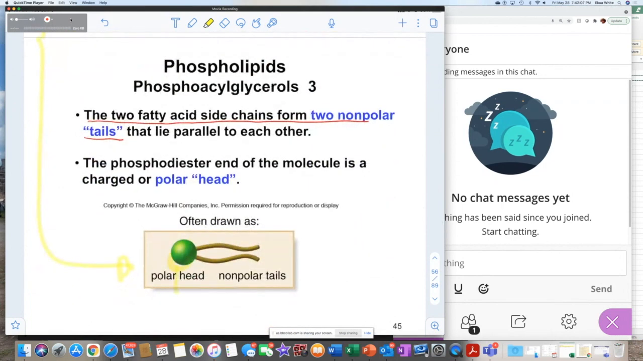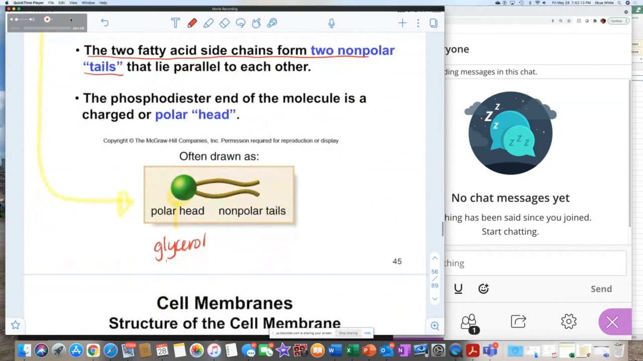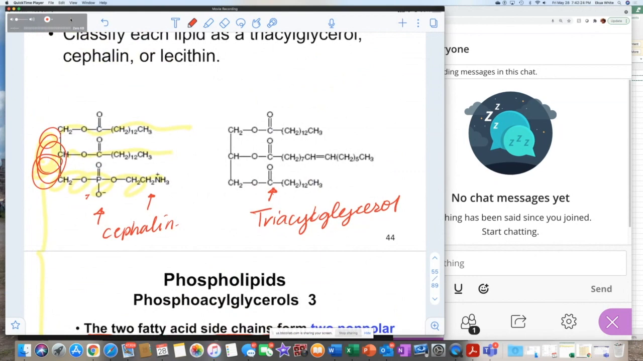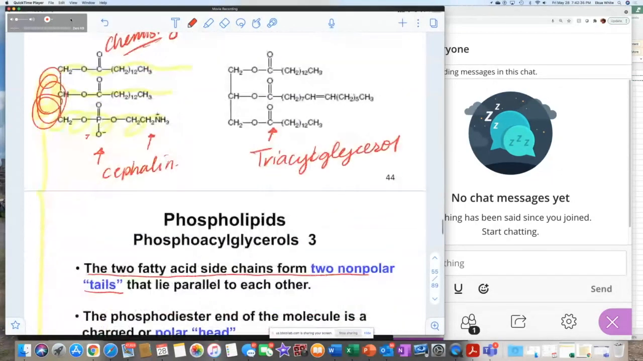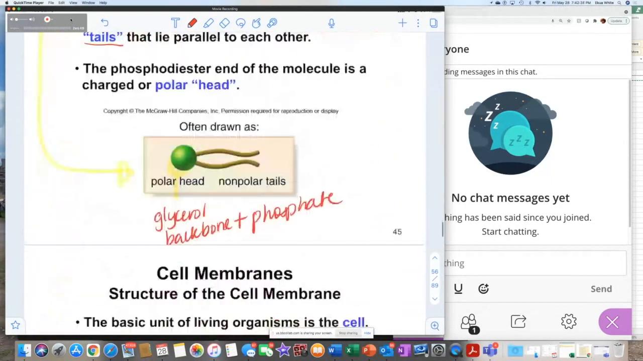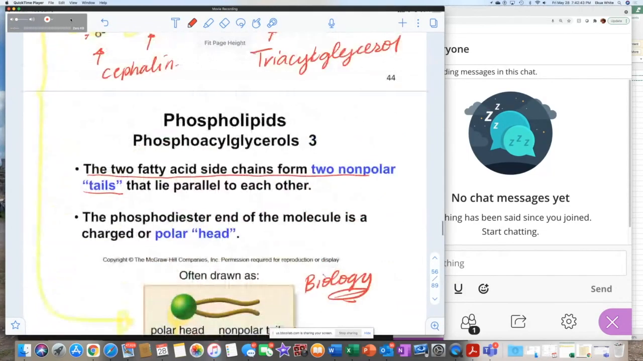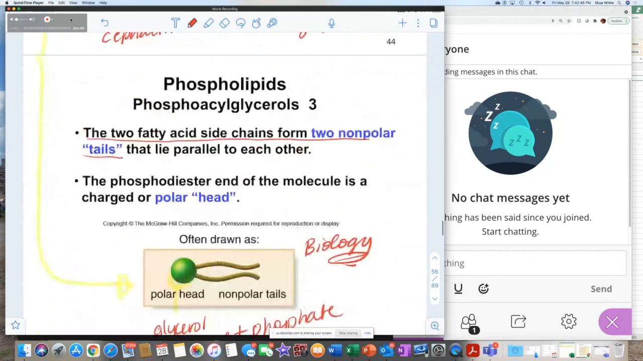The polar head here includes the glycerol backbone plus the phosphate. If you ask chemistry to give an account of what the phospholipid looks like, this is the chemistry version. This is the molecular version, giving you the elements and how they're bonded together in the chemical formula. If you ask a biologist to give the same account, this is the biology version. Okay, that same molecule, chemistry version, biology version.